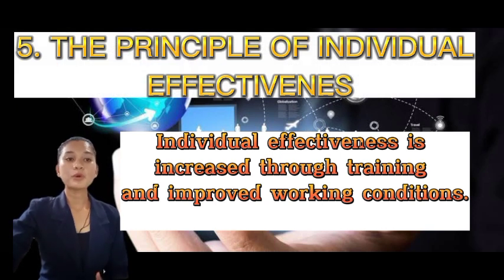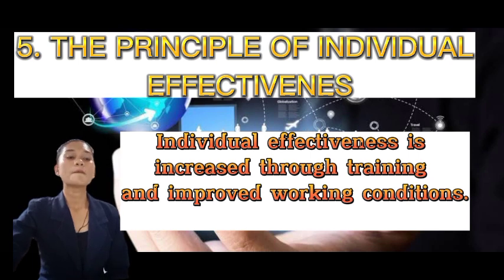And the fifth principle is the principle of individual effectiveness. Individual effectiveness is increased through training and improved working conditions. Learning correct methods and sequences of work enables the worker to do the work accurately, quickly, and economically. Careful instructions as to the details of operation lead to increased output and better grades of workmanship. This principle has led to training programs, classes in executive and supervisory development, and training on the job for workers.